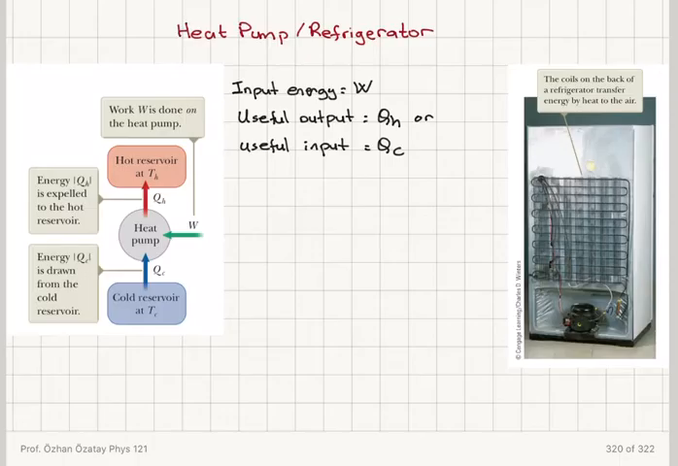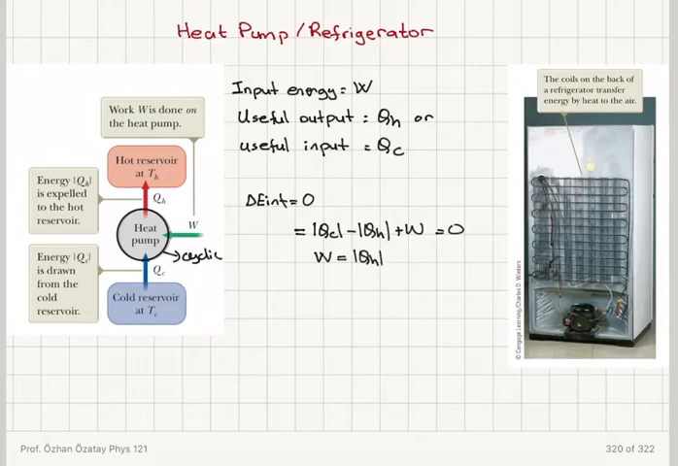Okay, now if you want to talk about the first law of thermodynamics for this heat pump, basically you will say that again this is a cyclic process. So I'm going to have no change in the internal energy, and then I ask myself, what is the heat added to the system? The heat added to the system is QC minus QH, and what is the work done on the system? W. So this is equal to 0. So I have W is equal to QH minus QC again for this cyclic process.